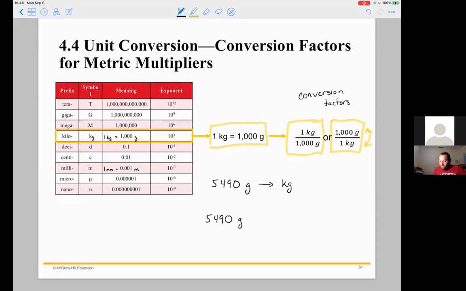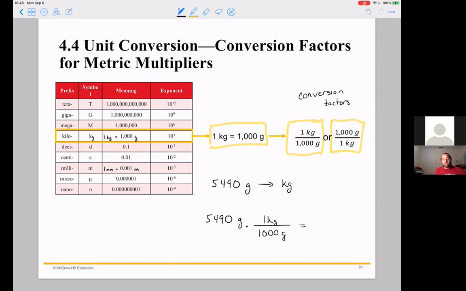What I'm going to do is start with this initial measurement, this 5,490 grams. And then I'm going to use one of these conversion factors. So I have these two conversion factors here that go from grams to kilograms. How do I know which one to use? Well, I want my units to cancel out, right? So this is going to be a multiplication problem. I'm going to put one of these conversion factors and multiply it by my original number. I want to make sure that since grams are at the top in my original measurement, I'm going to use the conversion factor that has grams on the bottom to 1 kilogram.